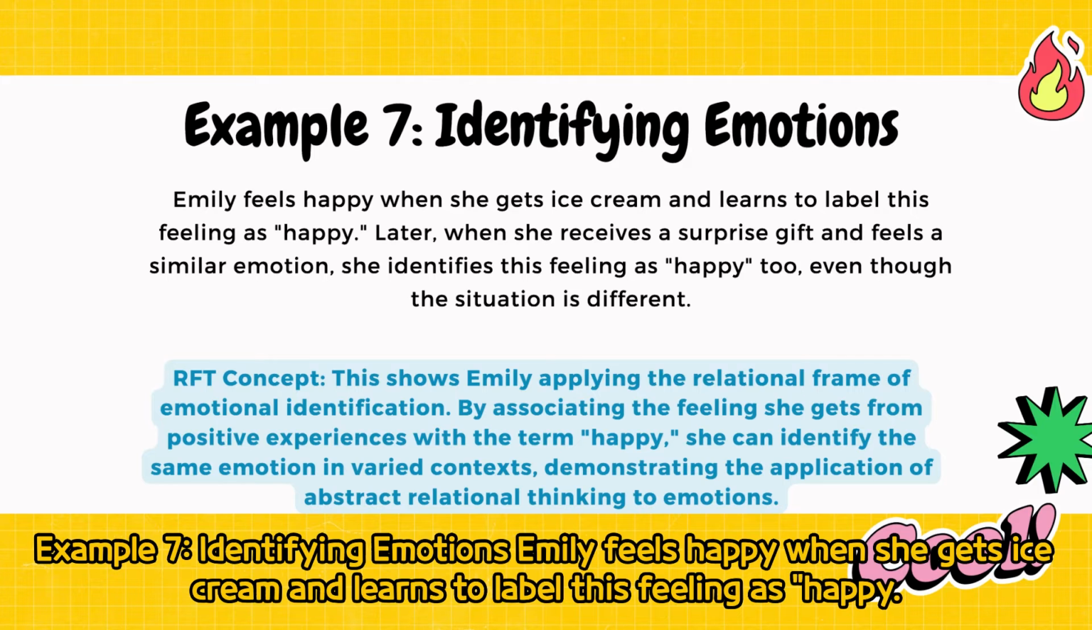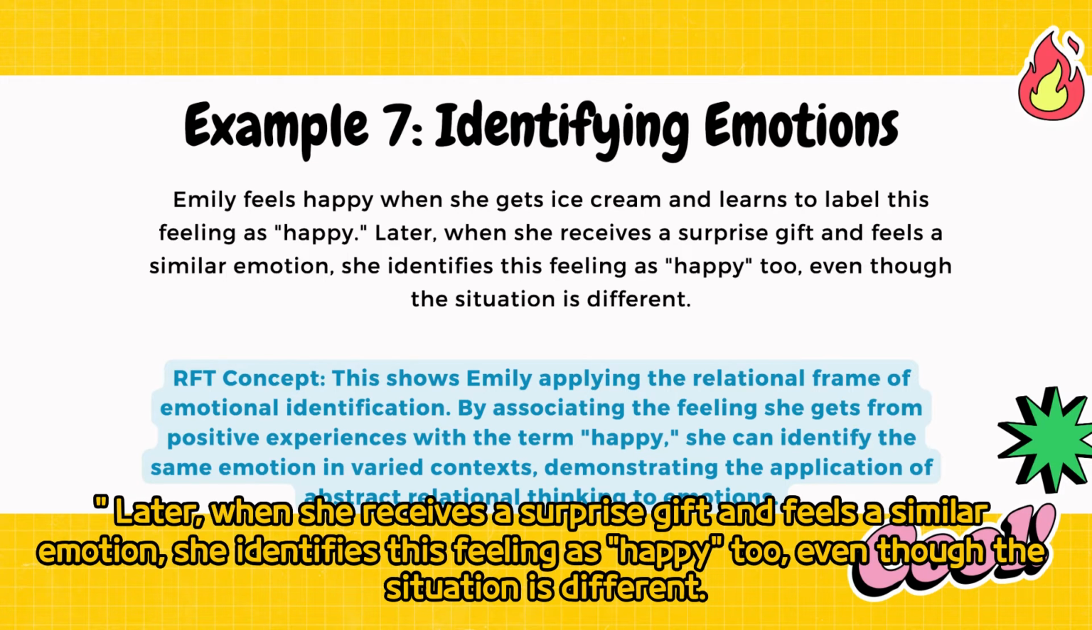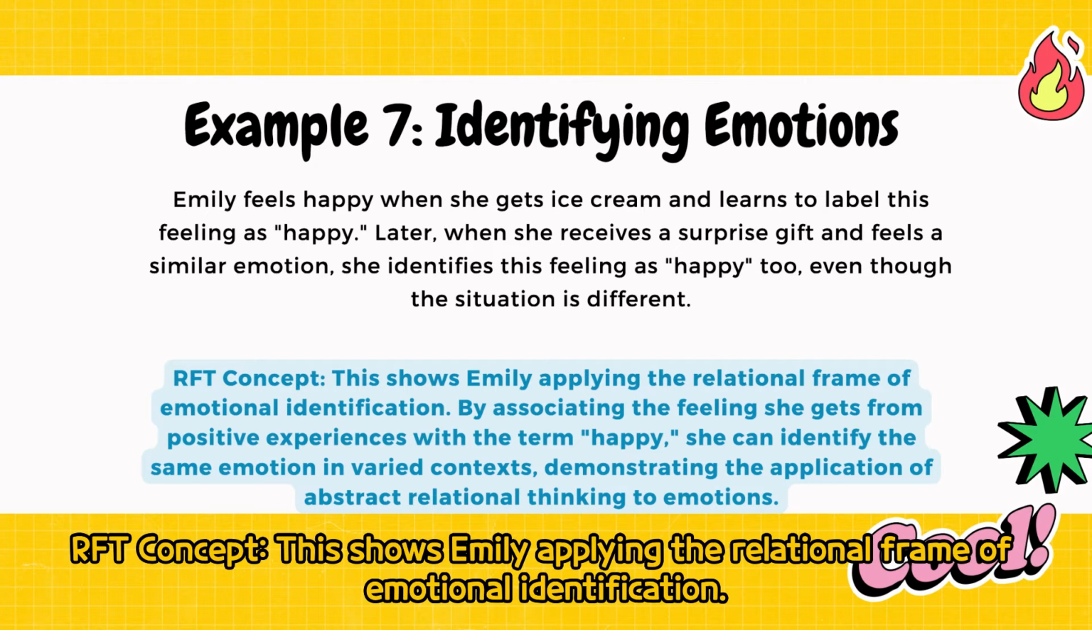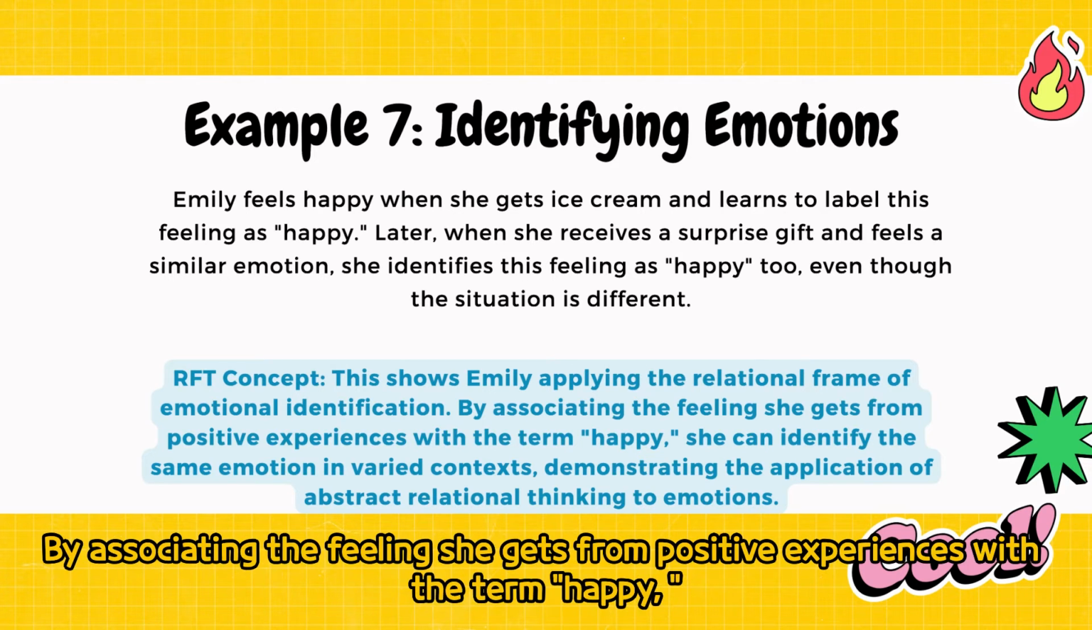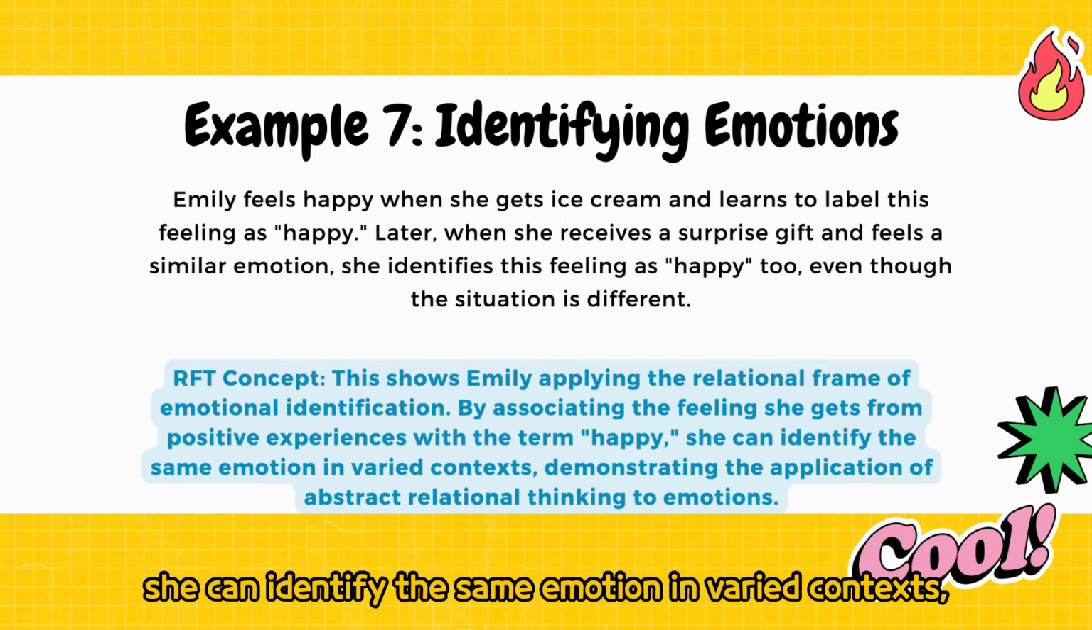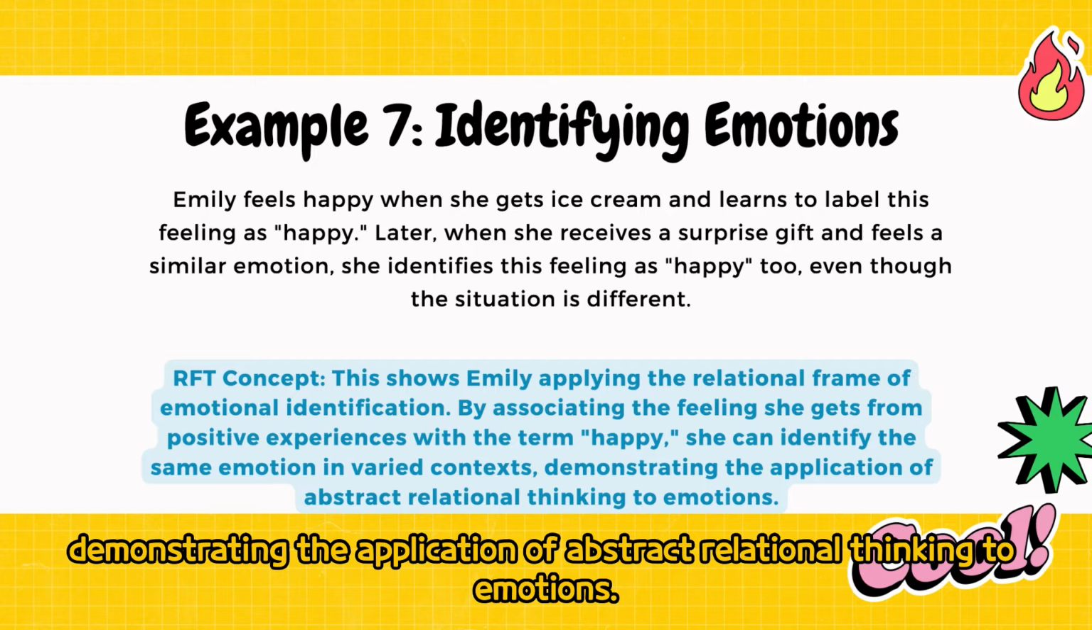Example 7: Identifying emotions. Emily feels happy when she gets ice cream and learns to label this feeling as happy. Later, when she receives a surprise gift and feels a similar emotion, she identifies this feeling as happy too, even though the situation is different. RFT concept: this shows Emily applying the relational frame of emotional identification. By associating the feeling she gets from positive experiences with the term happy, she can identify the same emotion in varied contexts, demonstrating the application of abstract relational thinking to emotions.